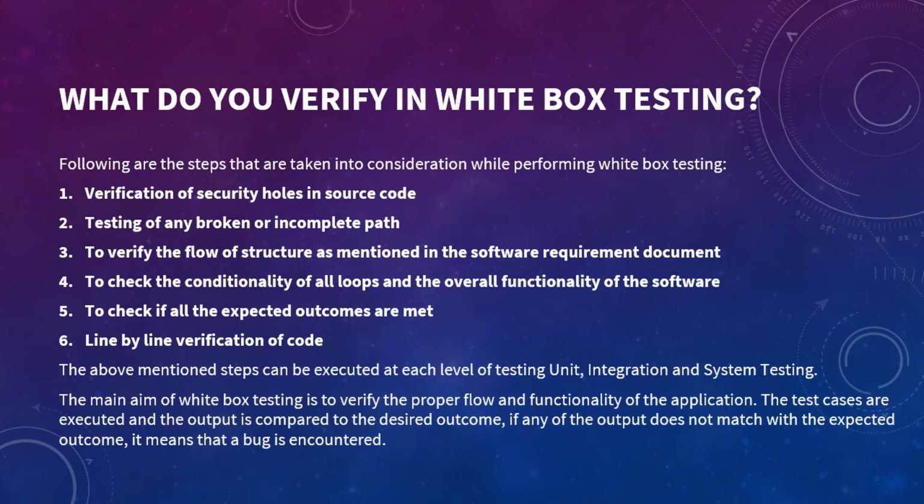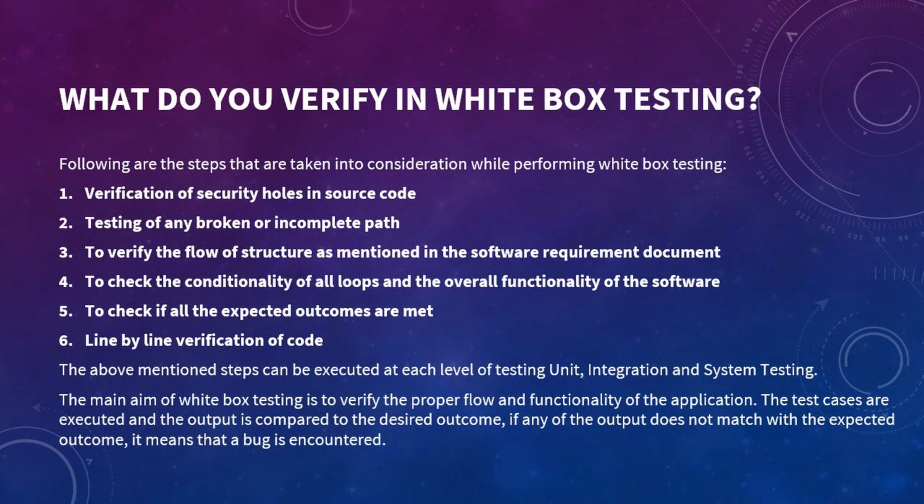What do you verify in white box testing? Following are the steps that are taken into consideration while performing white box testing. Verification of security holes in the source code. Testing of any broken or incomplete path. To verify the flow of structure as mentioned in the software requirement document. To check the conditionality of all loops and overall functionality of the software. To check if all the expected outcomes are met. Line by line verification of the code.